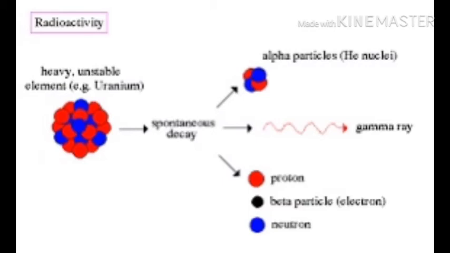He stipulated that the nucleus was very dense, very small, and positively charged. He also assumed that the electrons were located outside of the nucleus.